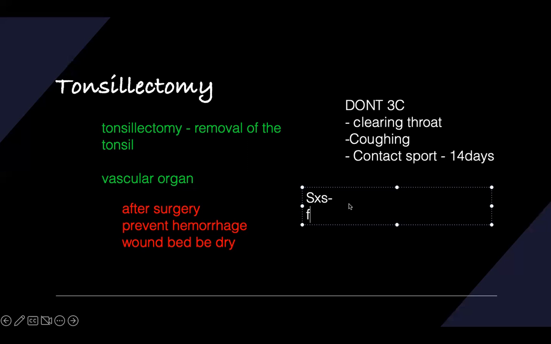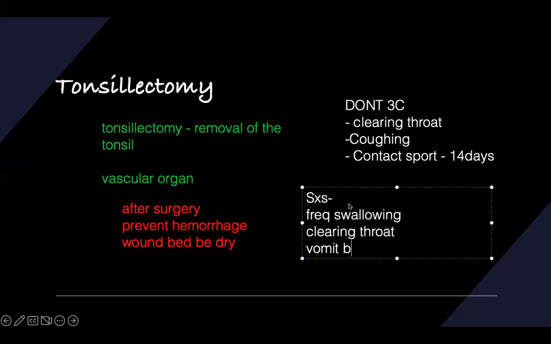So they will have frequent swallowing. They will be swallowing a lot because they're trying to clear their throat. They will swallow to clean everything out. They will be clearing their throat that you told them not to do because there's blood there. And they will vomit blood. But the key sign in the patient who has a tonsillectomy is frequent swallowing, number 1 sign that they're bleeding. Clearing of throat is number 2 sign, before you even see blood and before they start vomiting.